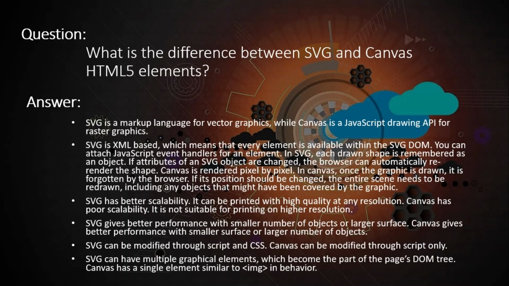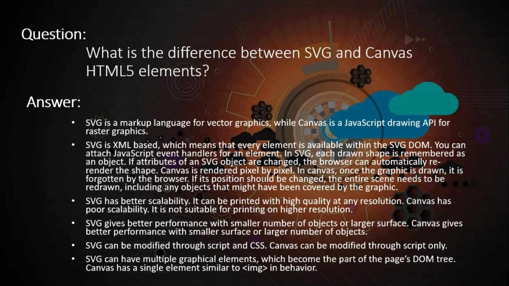Canvas is rendered pixel by pixel. In Canvas, once the graphic is drawn, it is forgotten by the browser. If its position should be changed, the entire scene needs to be redrawn, including any objects that might have been covered by the graphic. SVG has better scalability. It can be printed with high quality at any resolution. Canvas has poor scalability. It is not suitable for printing on higher resolution.